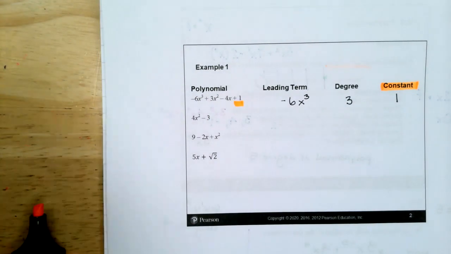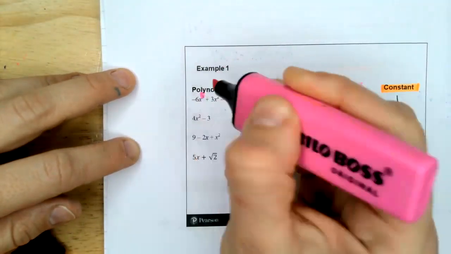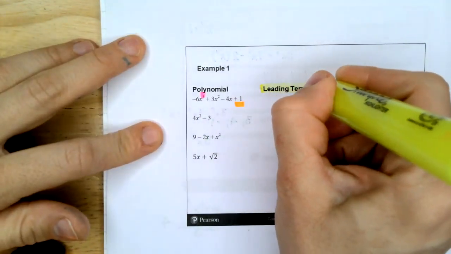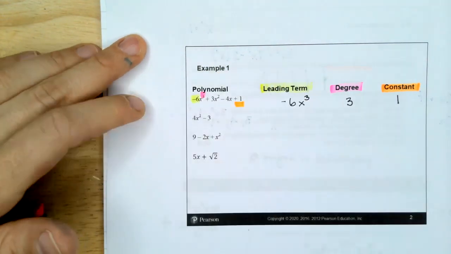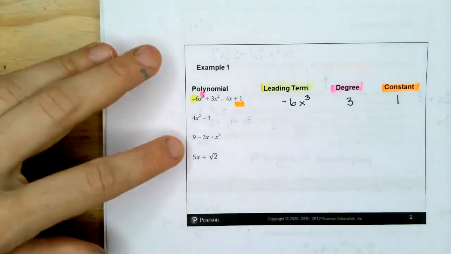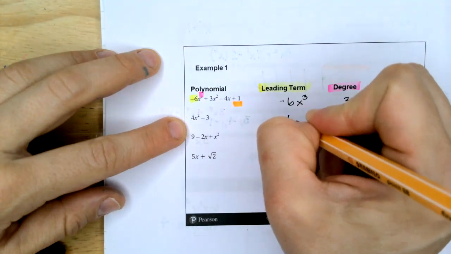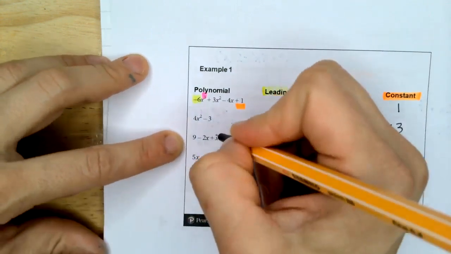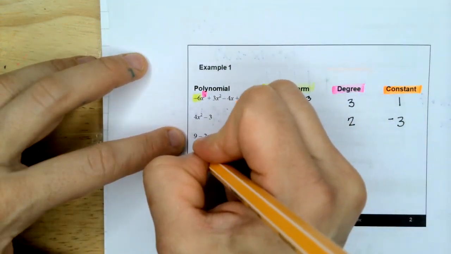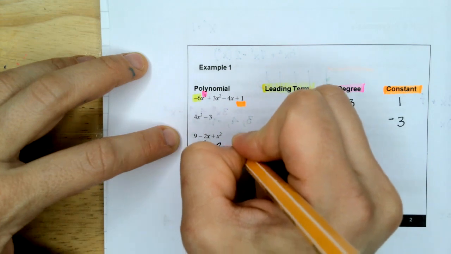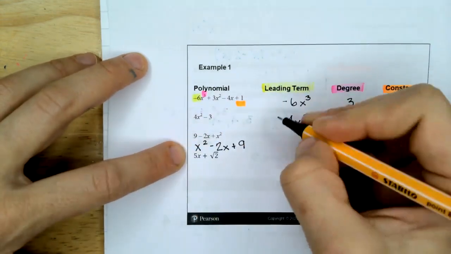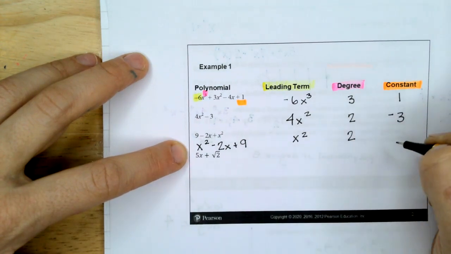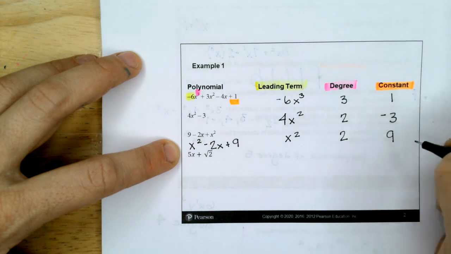Good? The degree we found here, and the leading term is here if it's in standard form and does include the negative, of course, okay? The leading term here is a 4x squared, the degree is a 2, and the constant's a -3. Here it's not in standard form, so I'm going to rewrite it. X squared minus 2x plus 9. Note that the negative stayed with the 2x. Leading term is x squared, degree is a 2, and the constant's a +9.